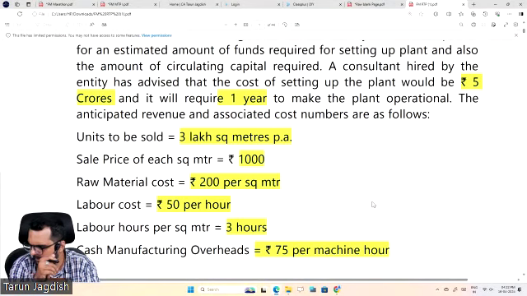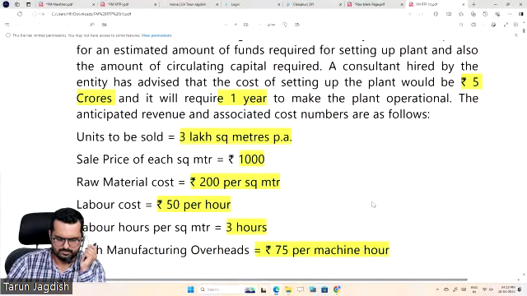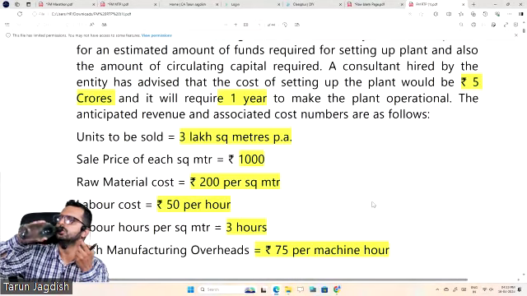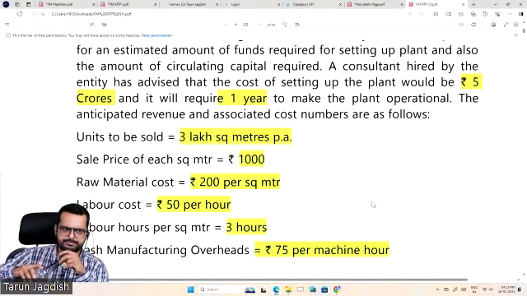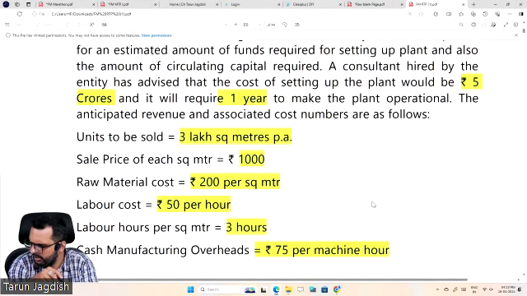Friends, from this, can we find out the sale value here itself? Write down the next point, total sale value. So how much is the total sale value? Can you please tell me? 30 crore, is it? Okay, 30 crore.